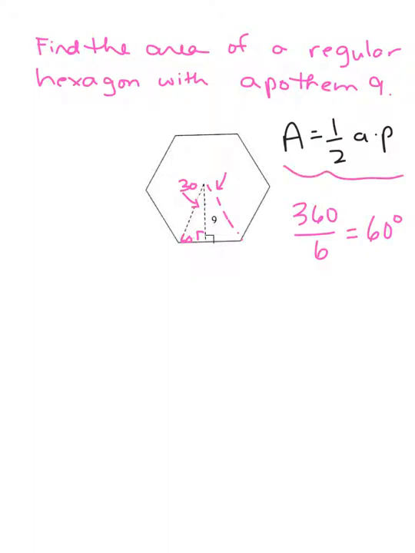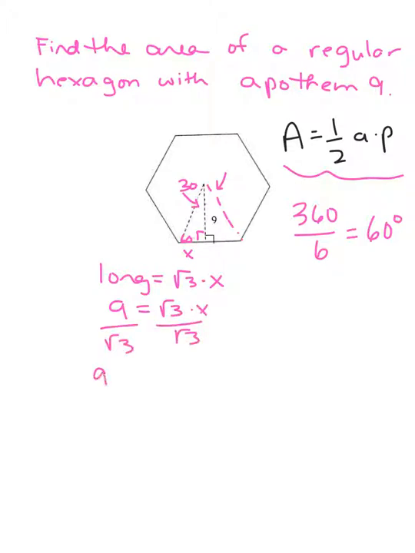I already have the apothem, so I need to find one of the sides over here. So I'm given the long side. Remember, the long leg of a 30, 60, 90 is equal to root 3 times the short, which is x. So my long, I have 9 is equal to root 3 times x. Divide both sides by root 3.